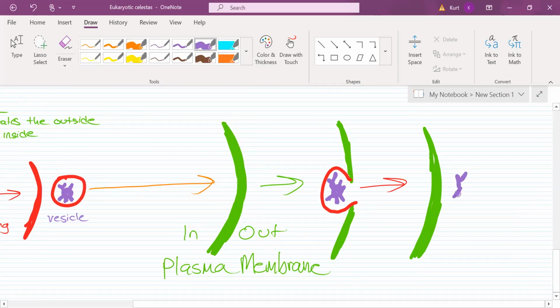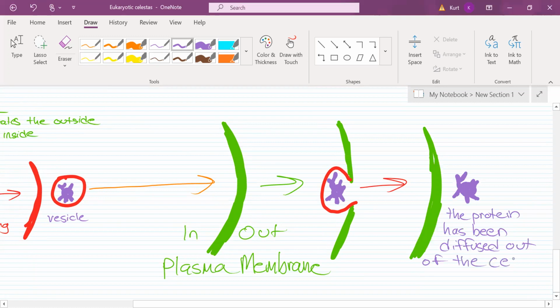Okay. And now, the protein has been diffused out of the cell. What form of diffusion is this, where you have a big, monstrously sized molecule that you want to get out of the cell? It's called bulk transport, but which kind exactly? It's leaving the cell, exiting the cell. Rosemary? Exocytosis.